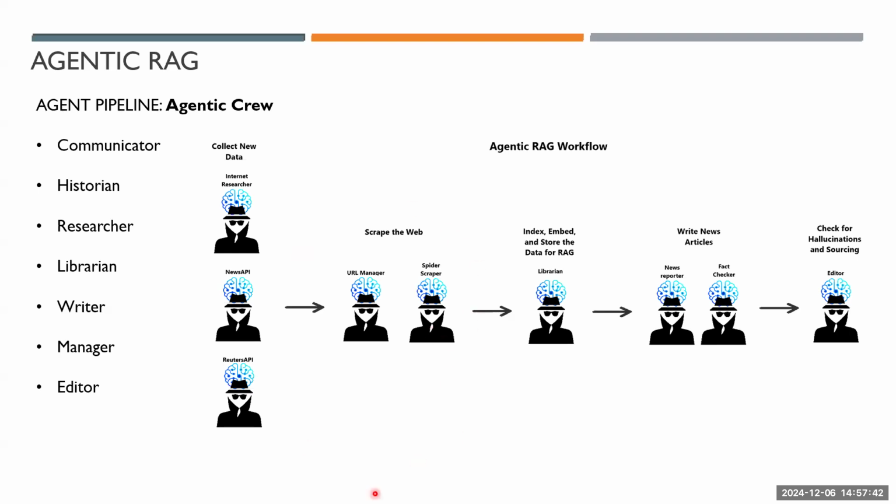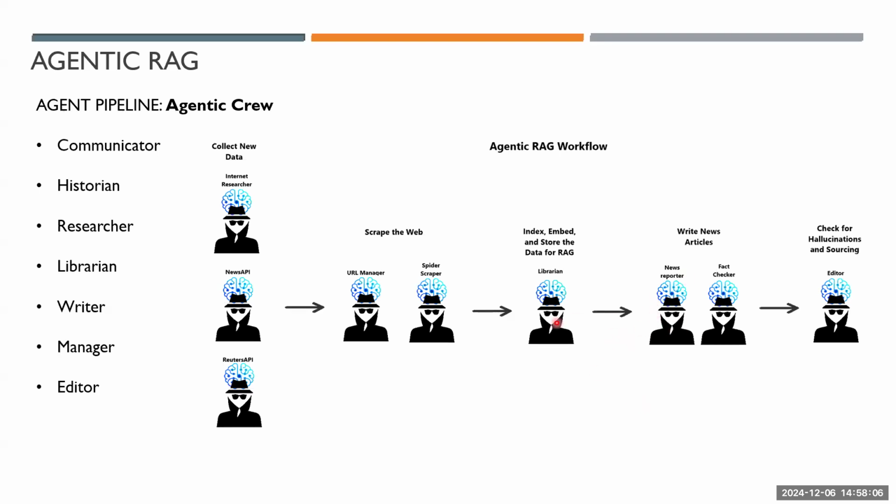And then that combined data is embedded, indexed, and stored by the librarian agent. The librarian agent's only responsibility is to pull all that data together, get it into a list, and then provide the human an output of what was chunked and what was stored. And that's what the librarian agent does.